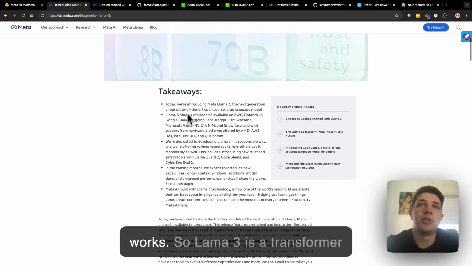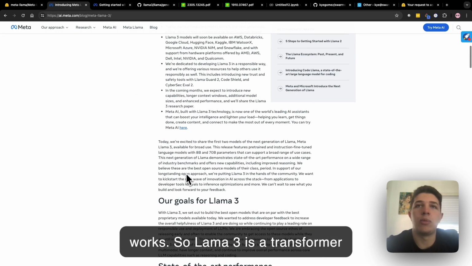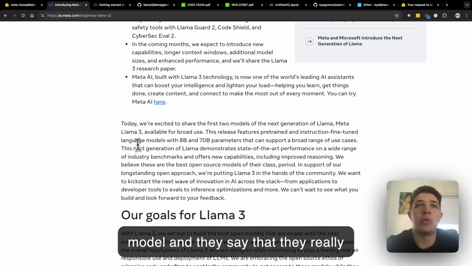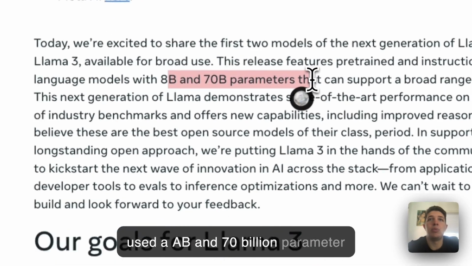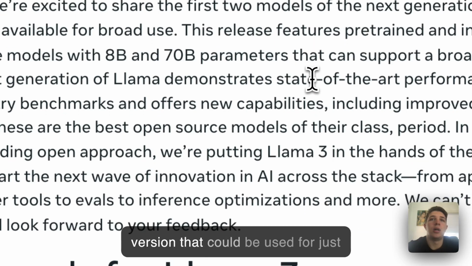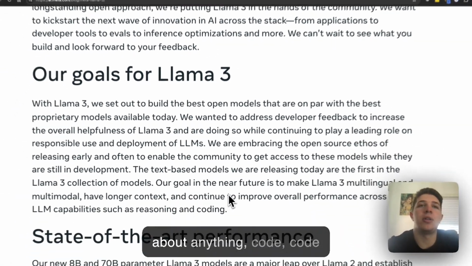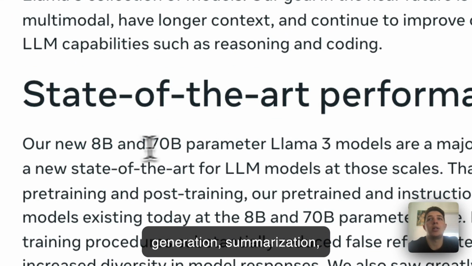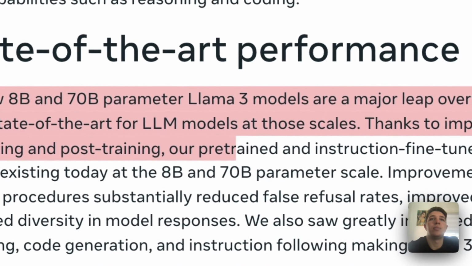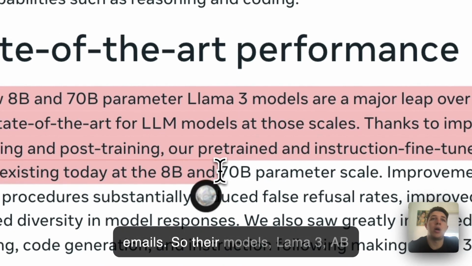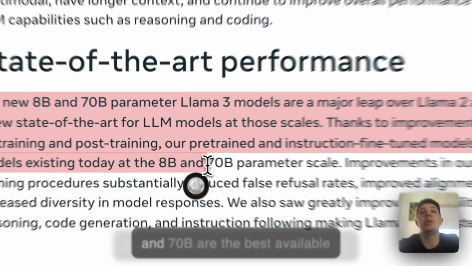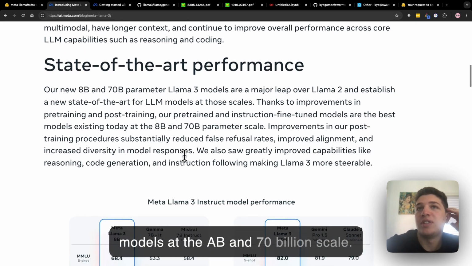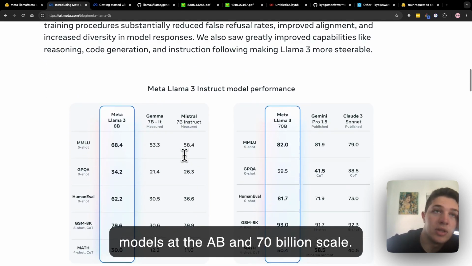So Llama 3 is a transformer model, and they say that they released an 8B and 70 billion parameter version that can be used for just about anything: code generation, summarization, writing emails. Their models, Llama 3 8B and 70B, are the best available models at the 8B and 70 billion scale. And these are some of the performance numbers.